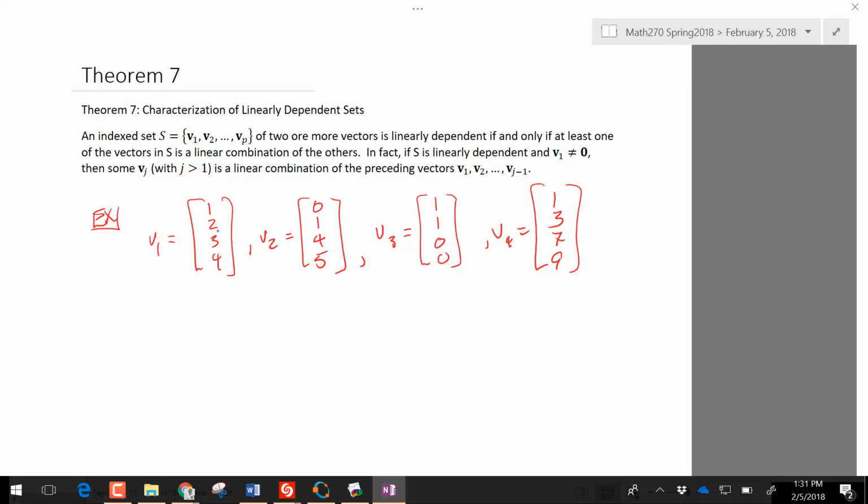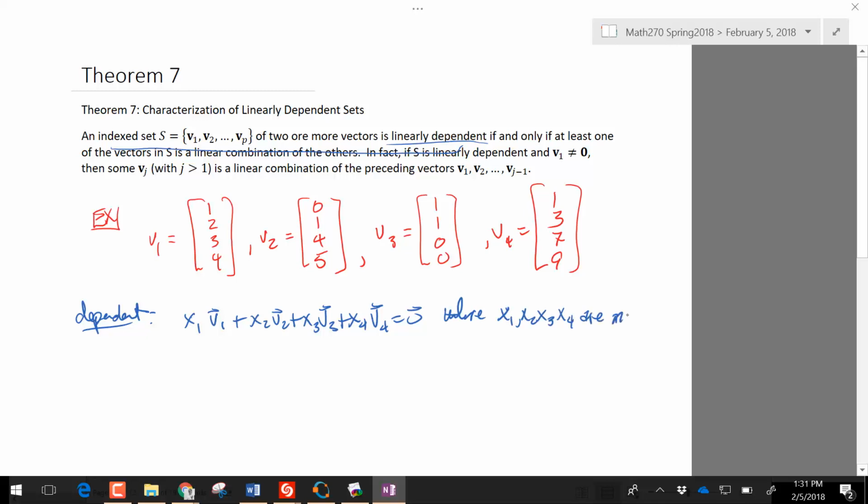Okay. So on the one side, it says that they're dependent. So they're dependent, that means x1 times v1 plus x2 v2 plus x3 v3 plus x4 v4. Oh, I haven't been putting arrows on my vectors here. Let me put arrows on my vectors. Is equal to 0, where x1, x2, x3, and x4 are not all equal to 0. And that's a 0 scalar without a vector.